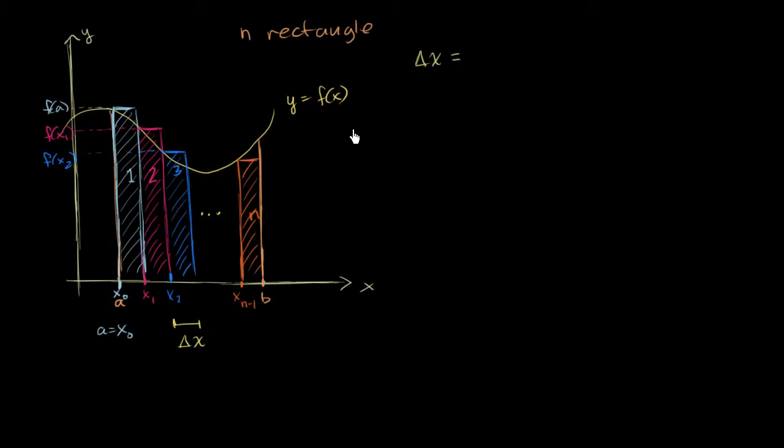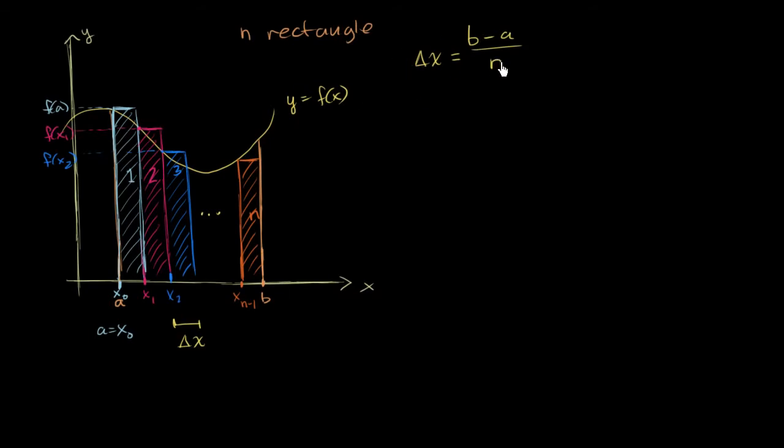And to think about what that has to be, we just have to think, what's the total width that we're covering? Well, the total distance here is going to be b minus a. And we're just going to divide by the number of rectangles that we want, the number of sections that we want. So we want to divide by n.